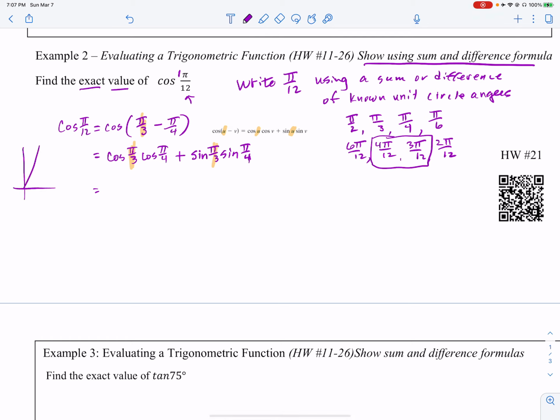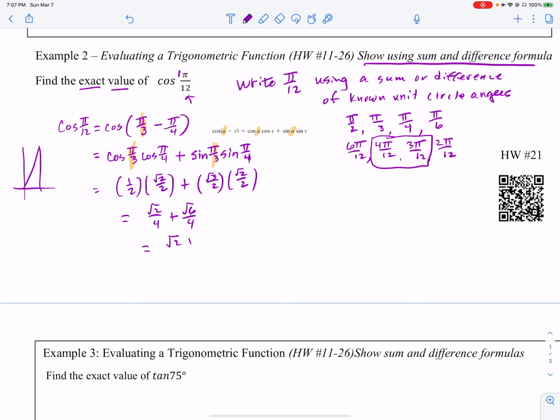Again, I'm just thinking go short and long. Cosine of pi thirds is 1/2. Cosine of pi fourths is root 2 over 2. I need the values directly underneath them so that I can tell what you're using. Sine of pi thirds is root 3 over 2, and pi fourths is root 2 over 2. And we end up with a root 2 over 4 plus a root 6 over 4.